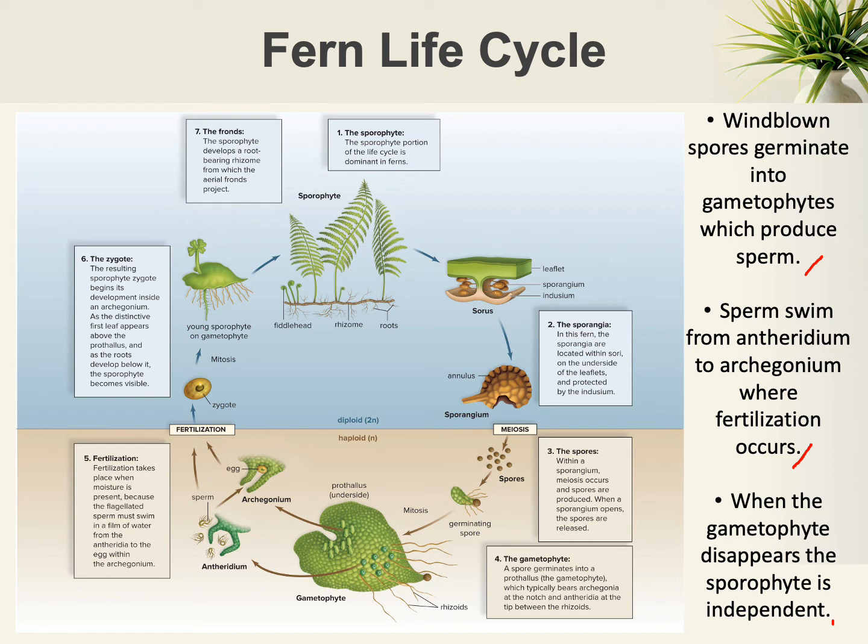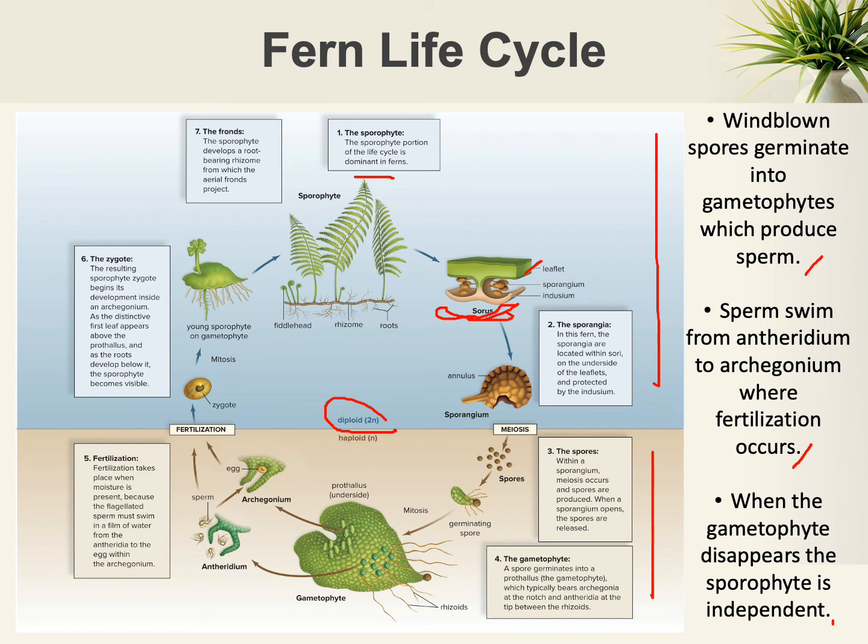The first one we have here is the sporophyte. The sporophyte portion of the life cycle is the dominant one in ferns. The sporophyte is diploid. The blue parts here are diploid, and the brown parts here are haploid. Here is the sorus, which you can find underneath, behind the frond. This is part of the frond, which is the leaflet, and what we have down here is the sorus.